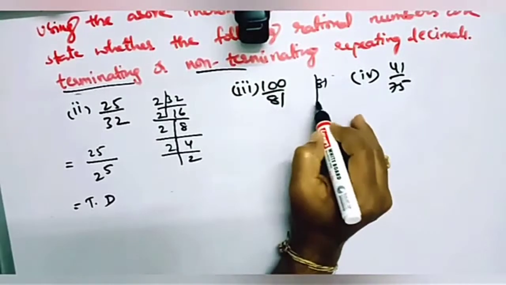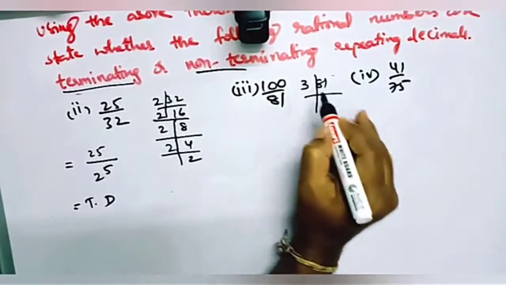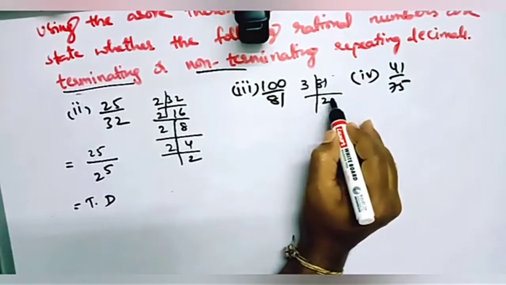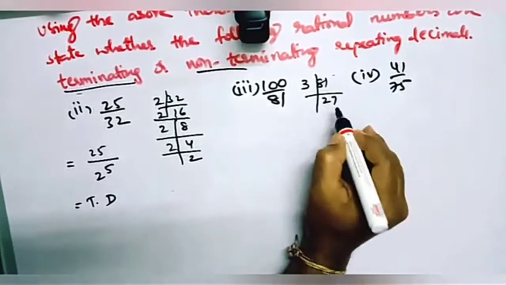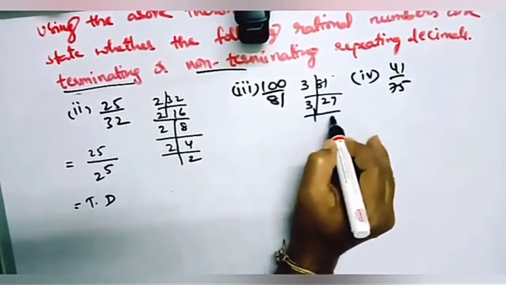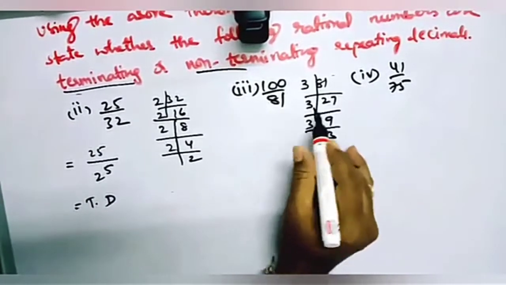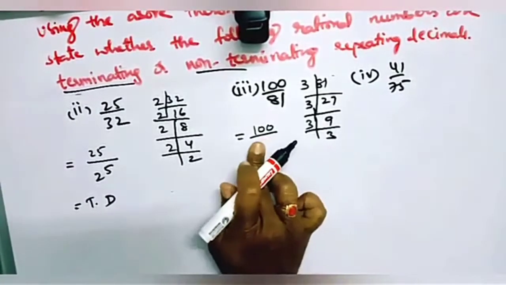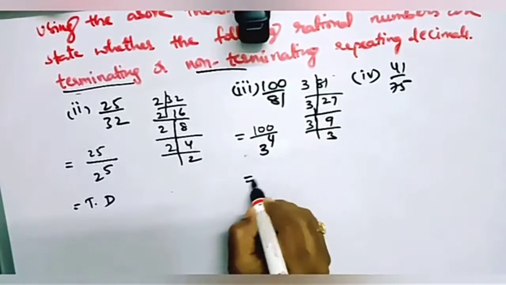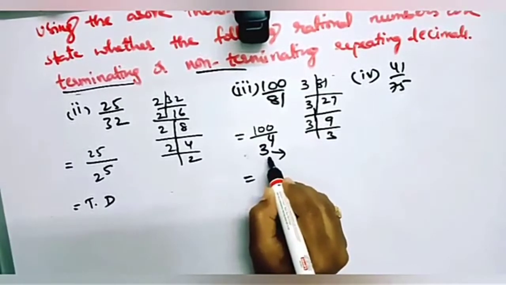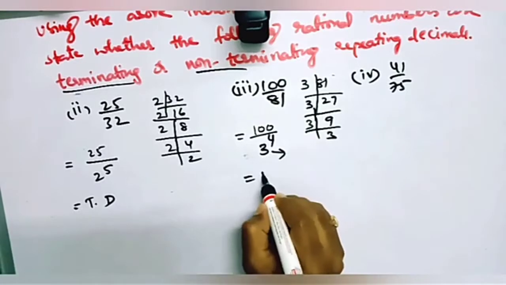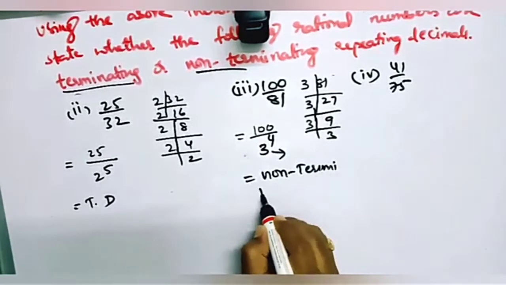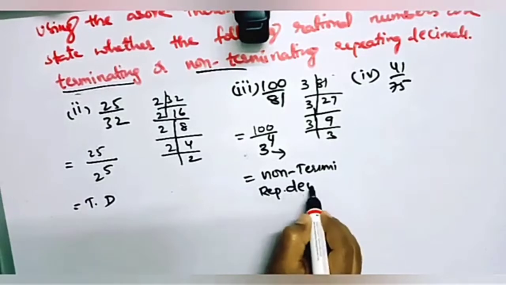So 81, if I am doing the division with the 3 table, you will get 3 times 2 is 6, then 3 times 7 is 21, then 3 times 9, then 3 times 3, then you will get 100 by 81. So 81 is written as 3 power 4, but it is not in the form of 2 power n and 5 to the power of m. It is a non-terminating repeating decimal.